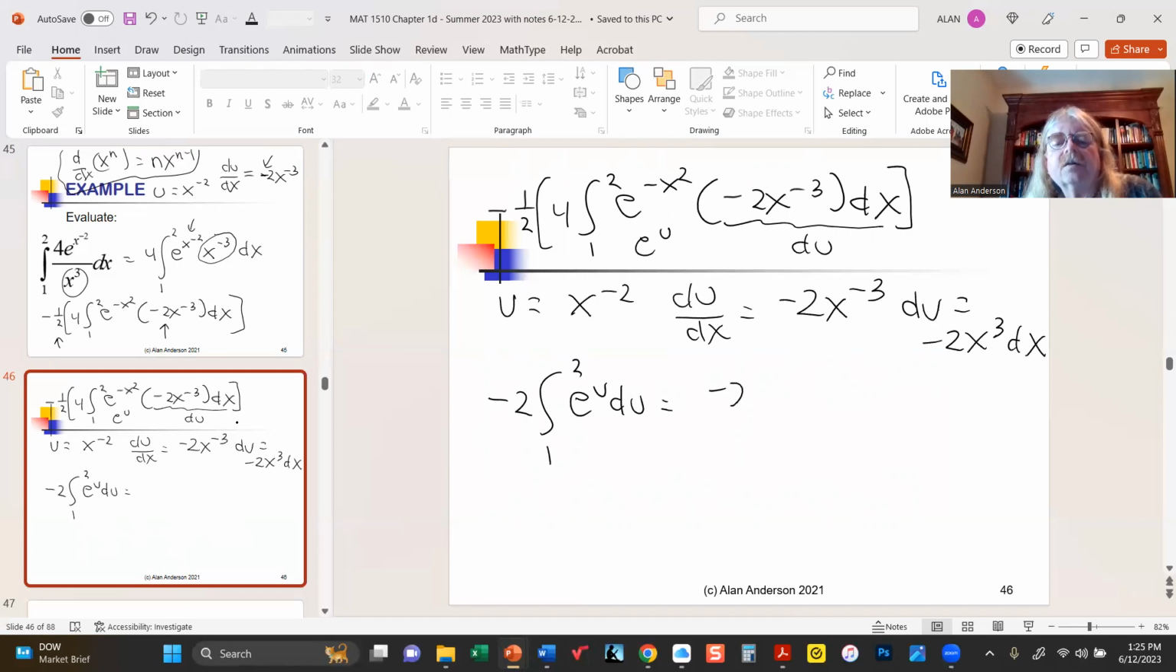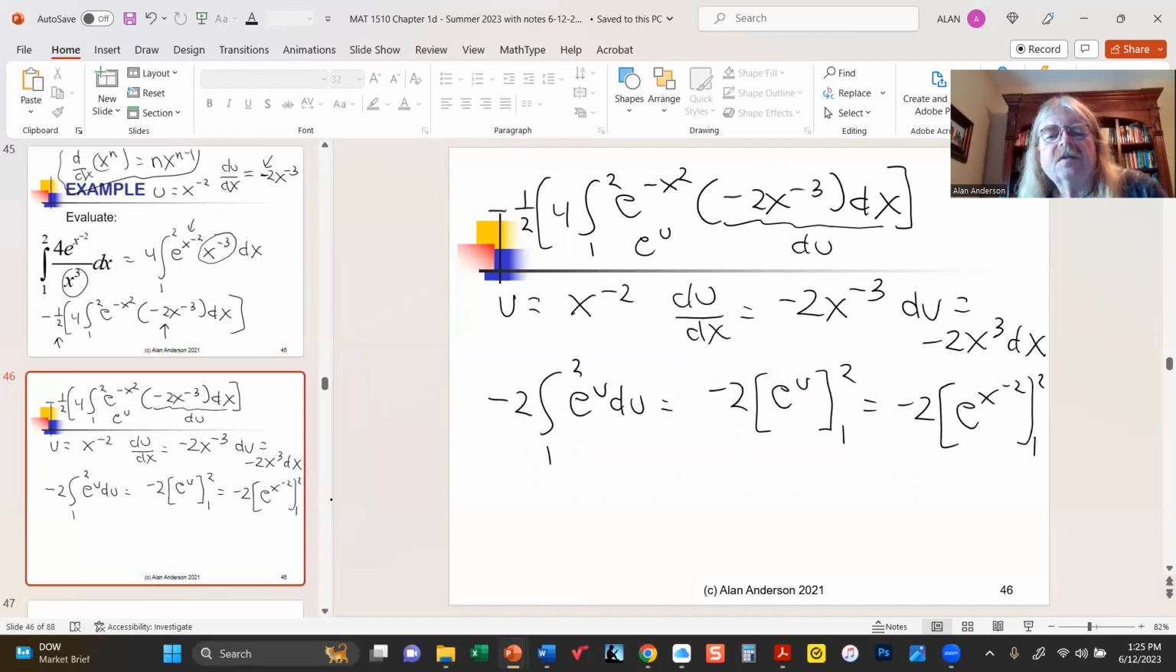And we know that that's equal to e to the u, evaluated from 1 to 2. And of course, u itself is x to the minus 2. So now this is reduced to some substitution.